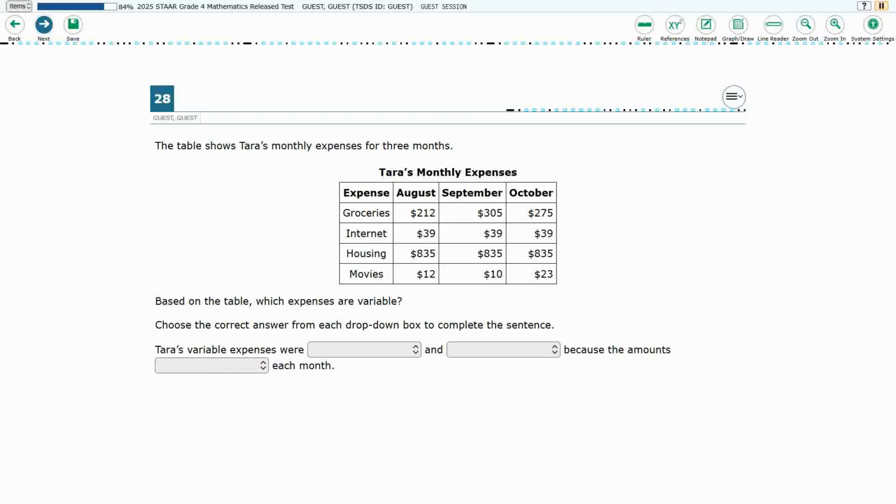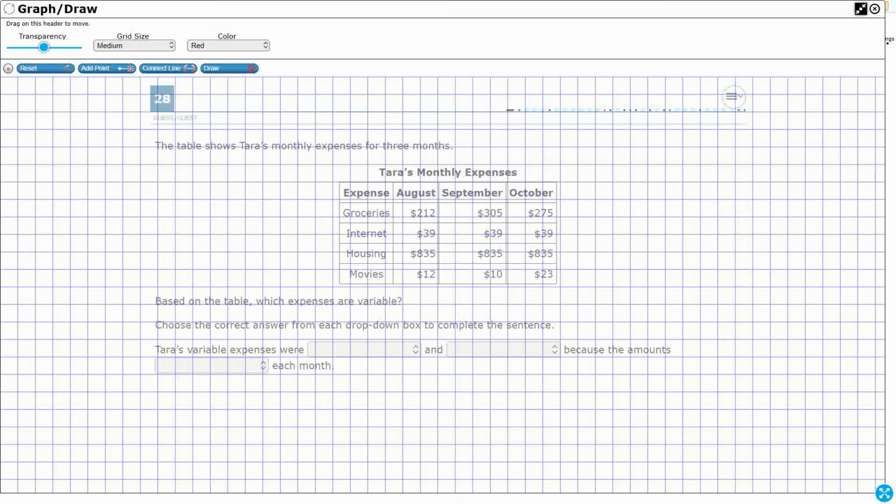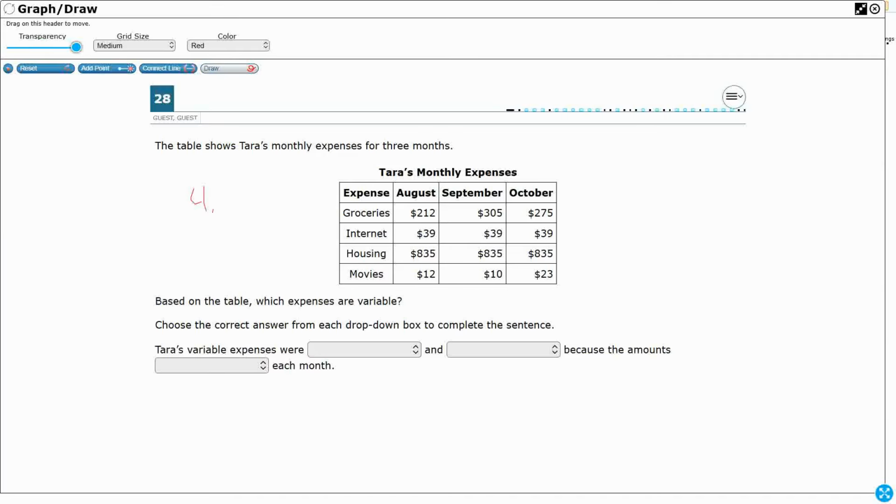For number 28, we are looking at fixed and variable expenses. So we've got our personal financial literacy here, and this is going to be 4.10a. And as you can see, we've got drop downs here that we're going to have to look at. And so we're looking at variable expenses, and that's it. It only said variable expenses. So what's the difference between a fixed and a variable expense? And this is our key word right here.